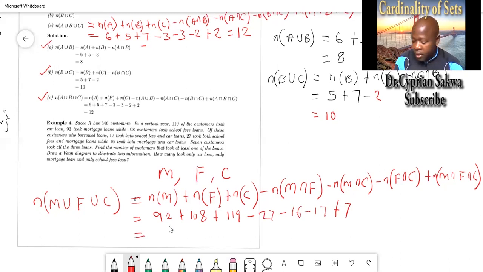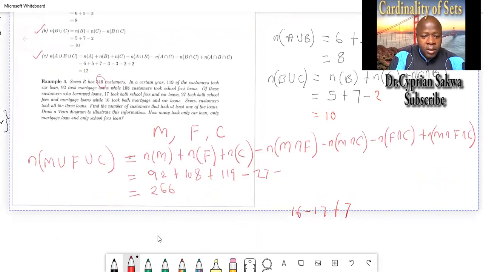So this one can be done on our calculator to get 266 customers. 266 customers took at least one of the loans. So that means those who never took any loan are 346 minus 266. Those ones never took any loan. So the other question is to draw a Venn diagram to illustrate this information. Let's just do that.